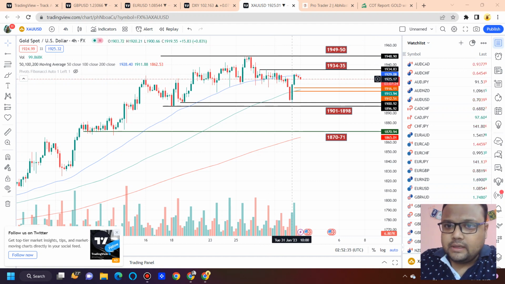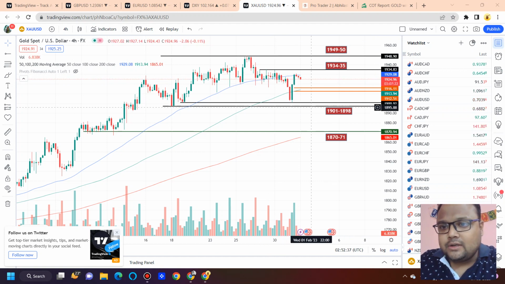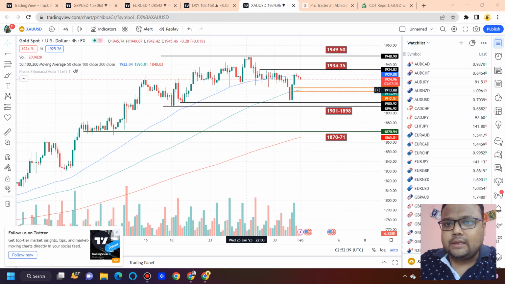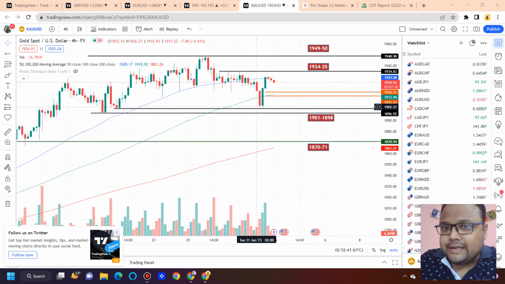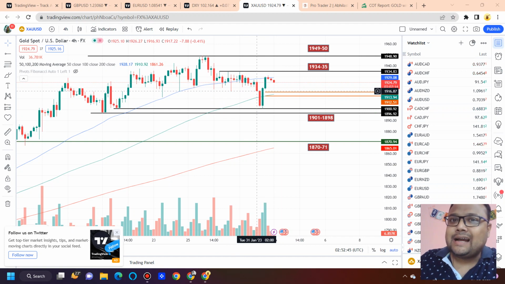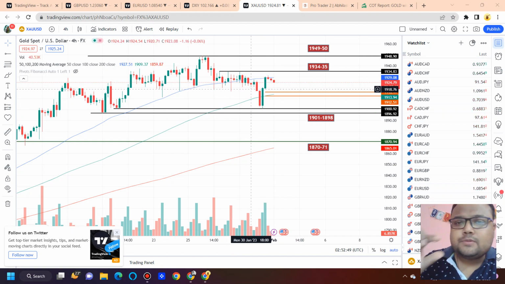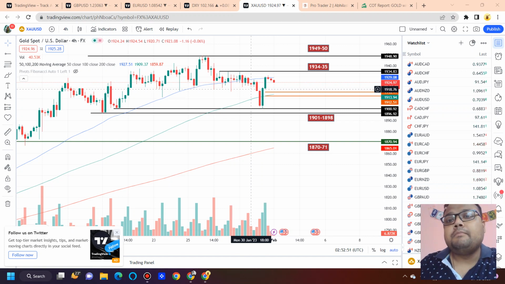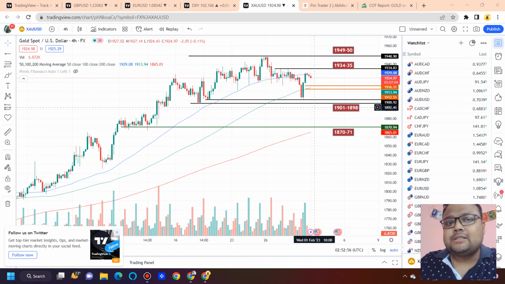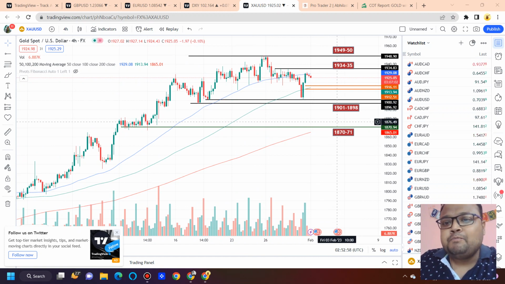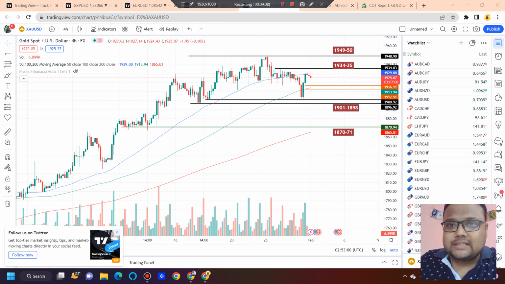So if the market comes down to the 1901 to 1898 level, this time observe the volatility. If the market comes down with big red candles like this, then there's a high chance the market will break. If the market comes down with low volatility, small candles, you can go for a buy position. In case the market breaks this level, then the ultimate support or the extreme support is around 1870.